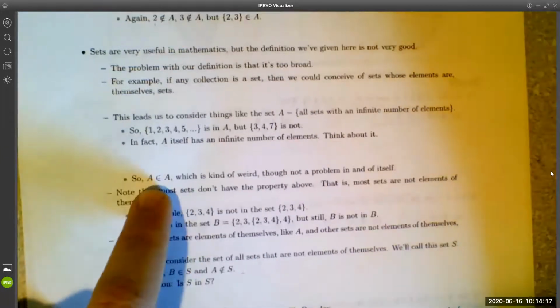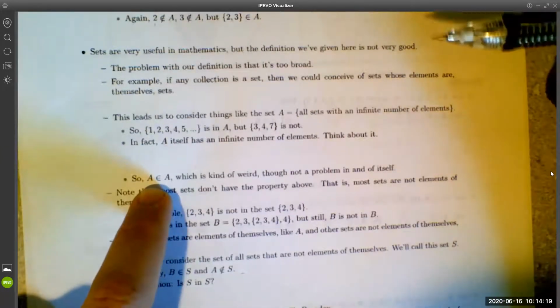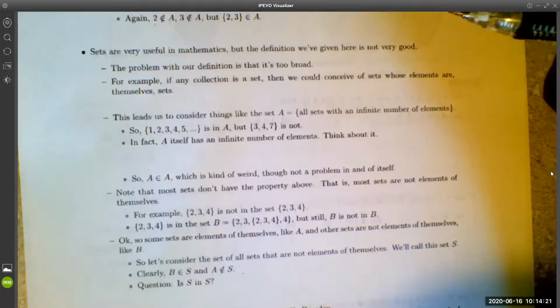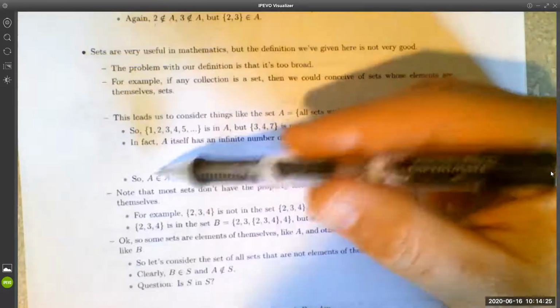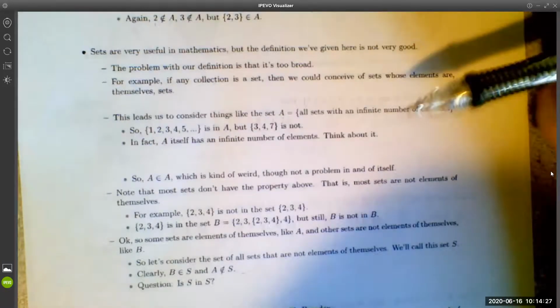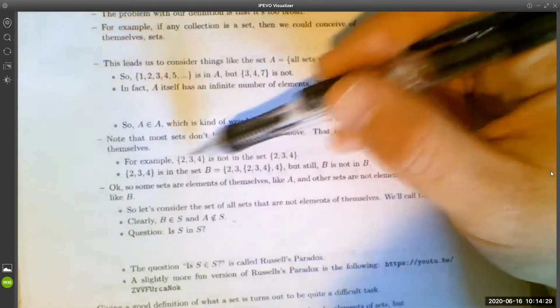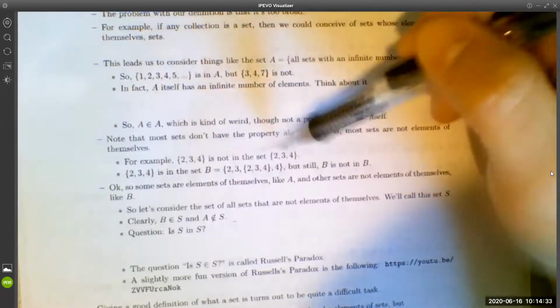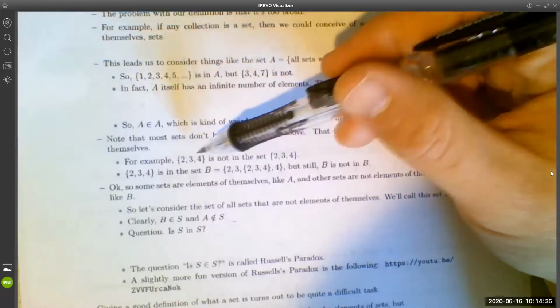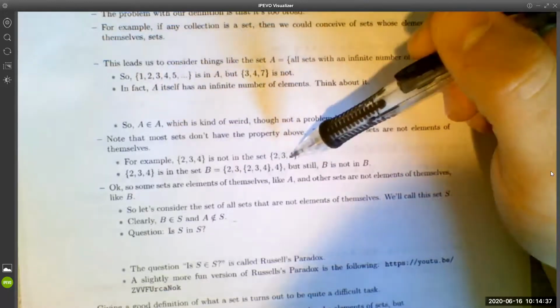But what I will point out is that most sets don't have this property. Most sets are not elements of themselves. Every set is a subset of itself, but most sets are not elements of themselves. For example, the set {2, 3, 4} is not in the set {2, 3, 4}. It's a subset of the set {2, 3, 4}, but it's not an element of the set {2, 3, 4}.